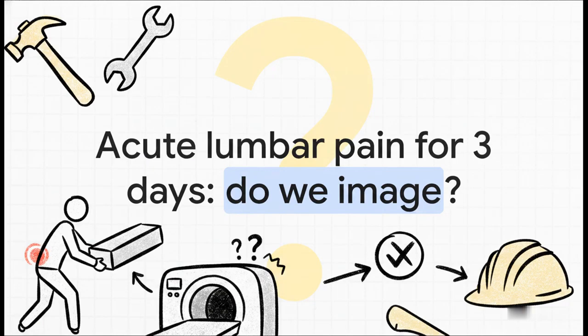Picture a 45-year-old construction worker sitting in your exam room. He's got 3 days of acute, localized lumbar pain after hauling a heavy beam at the job site. Naturally, he's asking for an MRI to see, quote, what's broken. We've all heard that exact phrase, right? So what do we do? Do we image him? This right here is the absolute most crucial first step in our clinical workflow: risk stratification and triage.